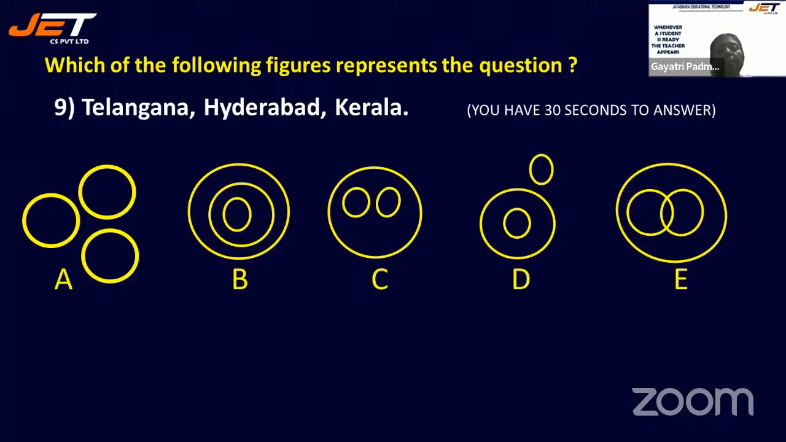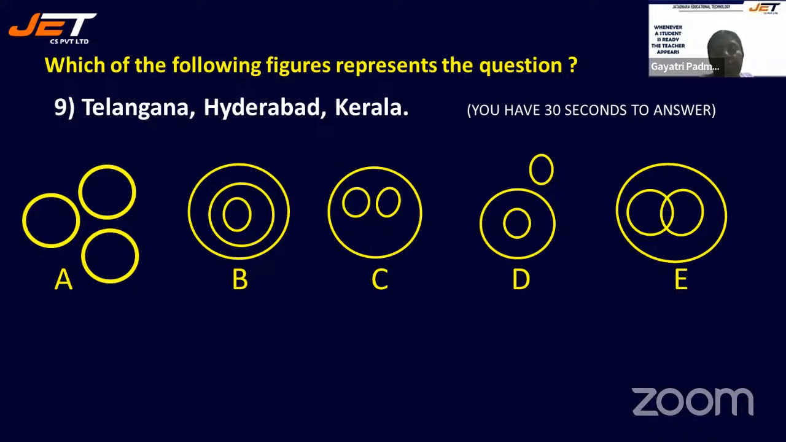We have Telangana, Hyderabad, Kerala. Right? Yet another very simple question. Telangana, Hyderabad, Kerala. So 5 options, A, B, C, D, and E. Right? So which one is right? You need to choose. The 30 seconds time has already started. So in fact, your time is running. So try to give exactly the correct options. Right? So you can think over and find there is mostly a similarity there. So try to get the similarity and then choose your answer.